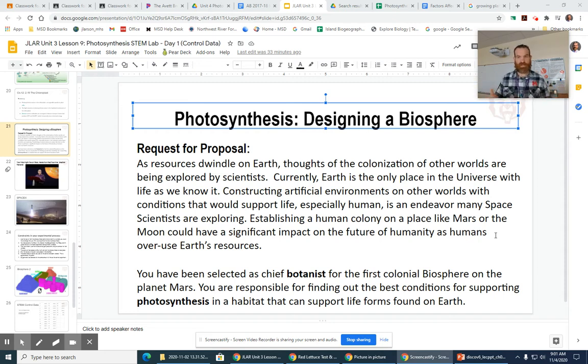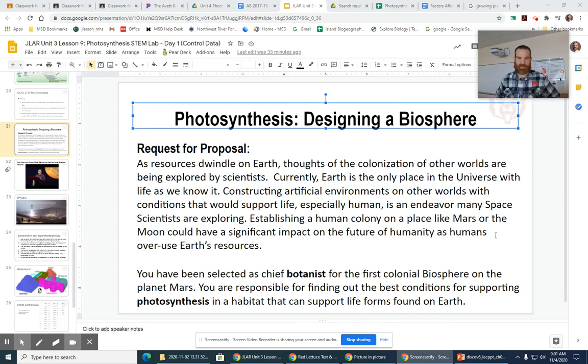So, if you look down here at the bottom of the screen, it says, "You've been selected as the chief botanist in the first colonial biosphere on the planet Mars. You are responsible, yes, you are, for finding out the best conditions for supporting photosynthesis in a habitat that can support life forms found on Earth."